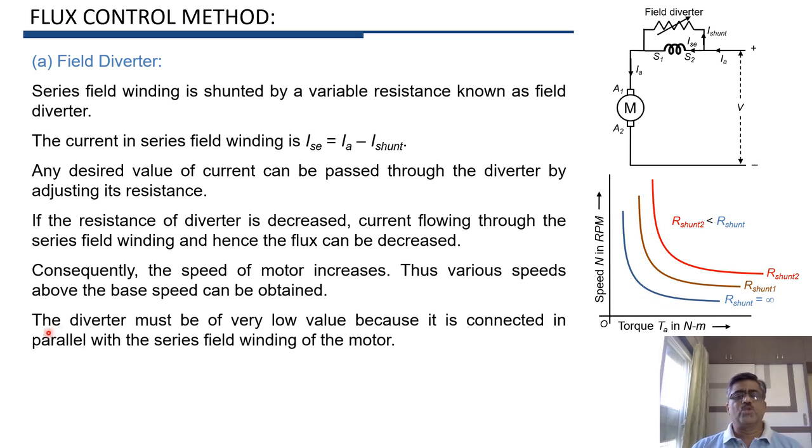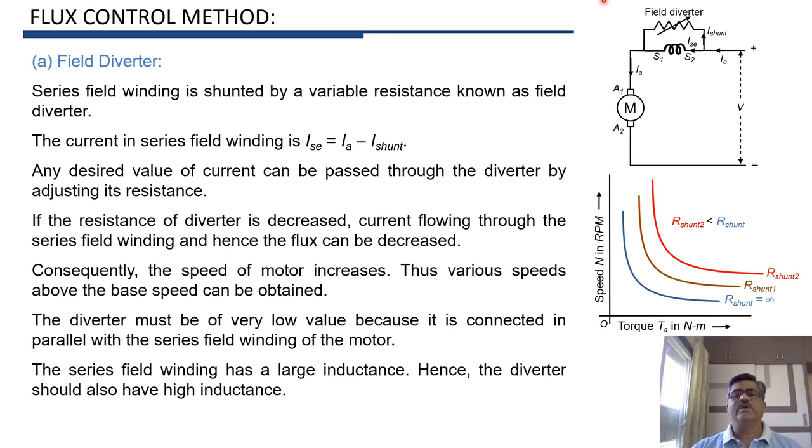Now here you have to note one thing, that the value of resistance of this diverter must be very low, because the value of this series field winding resistance RSE is also very low. And if you want to divert current through the field diverter, the value of this field diverter, that is R shunt, should be low.